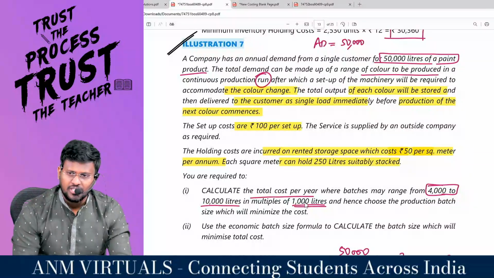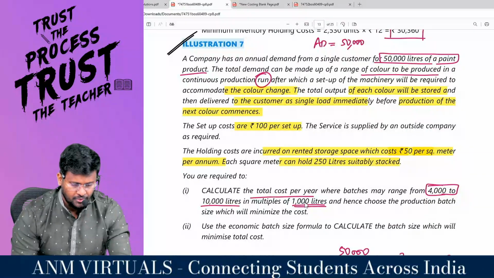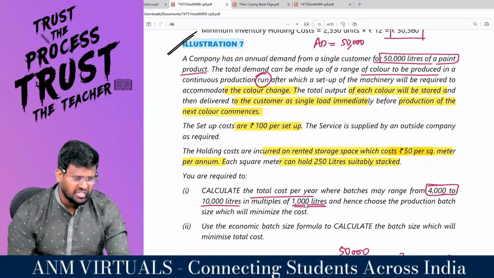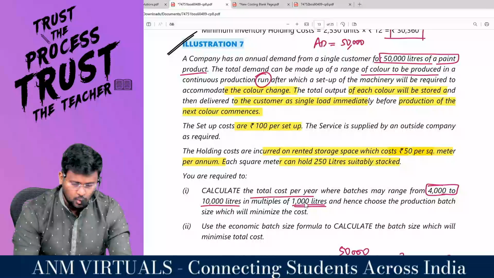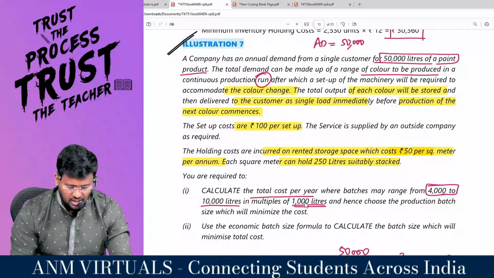I am making it how many liters? 6,000 liters. So 50,000 divided by 6,000 comes to 8.33 batches. No, sir. Romba adhigama irukku, sir. I am moving to 7,000. 50,000 divided by 7,000 comes to 7.14. No, sir. Romba adhigama irukku, sir.